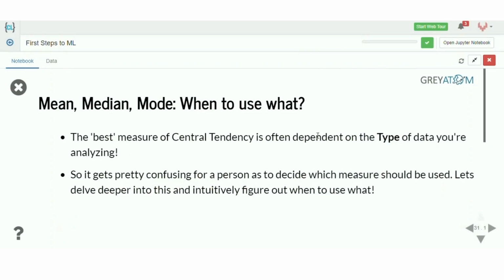So mean, median or mode, what to use when, right? So the best measure of central tendency is not a definite answer.